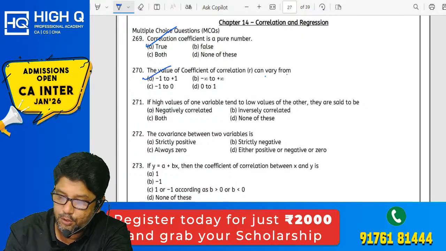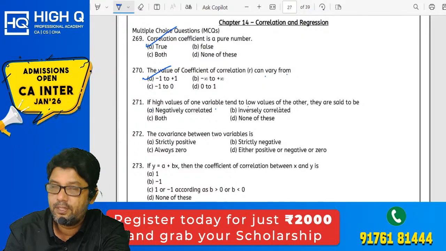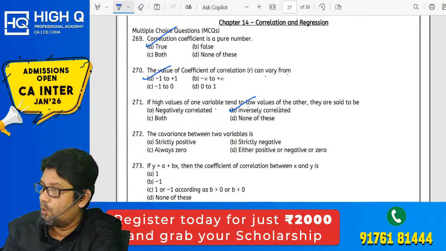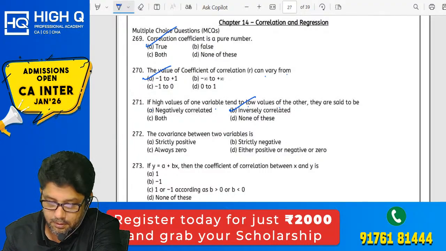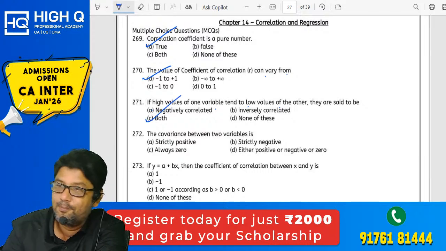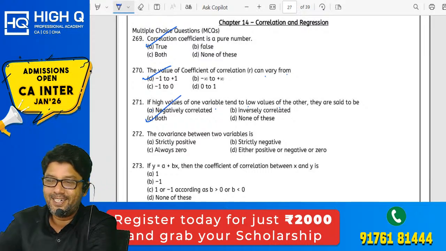The high values of one variable tend to go with low values of the other. If one increases, the other decreases. What is it, my dear? Inversely correlated. Negative correlated, inverse. I already told you, right?